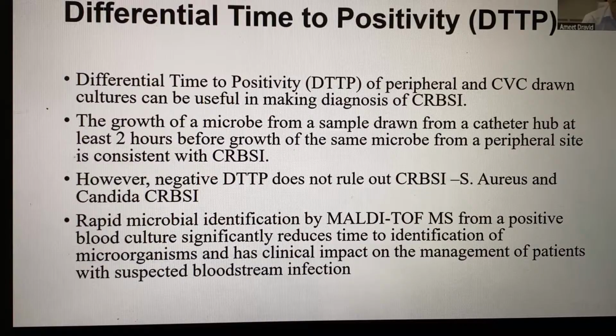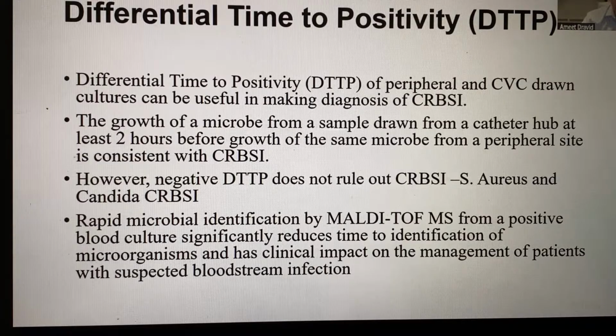However, if DTTP, or differential time to positivity, is negative, it still does not rule out CRBSI, especially in cases caused by Staph aureus or Candida CRBSI. There you might not have a differential time to positivity. So yes, differential time to positivity is great. If the central line blood culture grows 2 hours earlier than the peripheral line blood culture, then our diagnosis of CRBSI is done. However, if it is not so, we can still diagnose CRBSI, especially in organisms like Staph aureus and Candida, where this differential time to positivity cannot be identified.